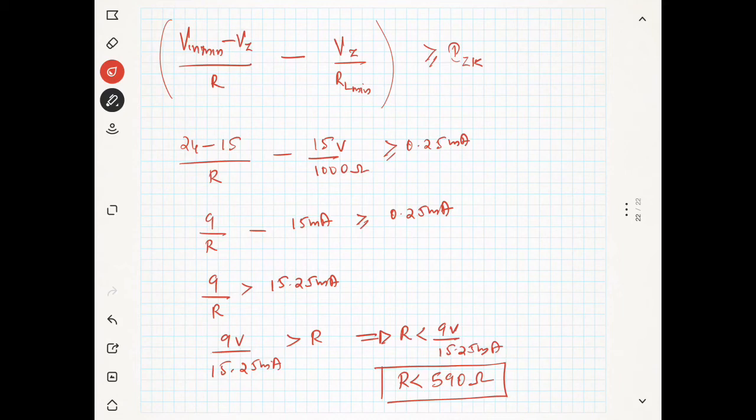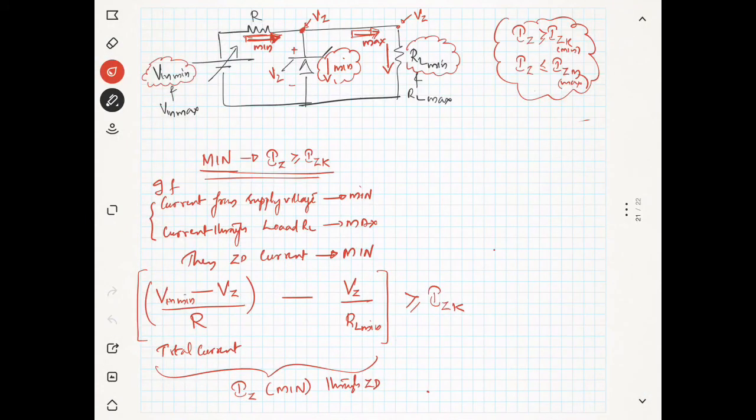For example, if you are putting an R of 600 ohms, what will happen to the current? The current becomes very less and the Zener diode will go to the off state. So you should ensure the condition that your R should be less than or equal to 590 ohms. Now, we have got some idea regarding R, but this is not enough. We want to find the exact R. So this is the equation that we have got using the minimum condition.